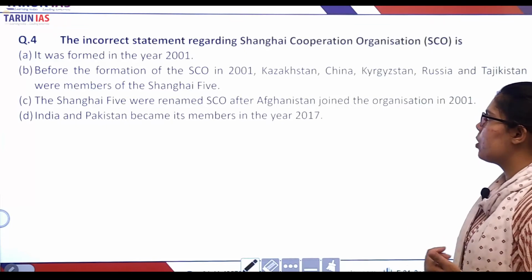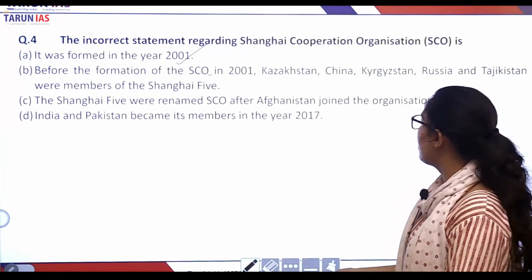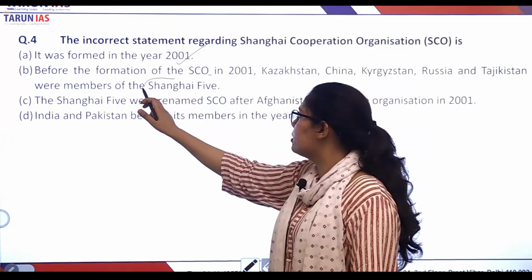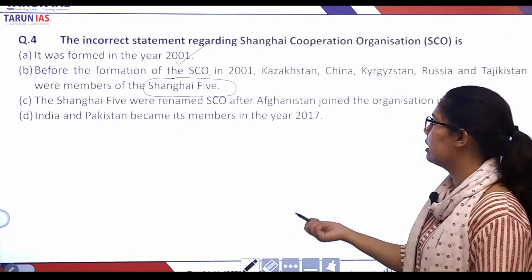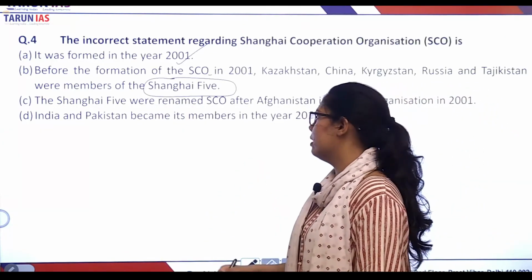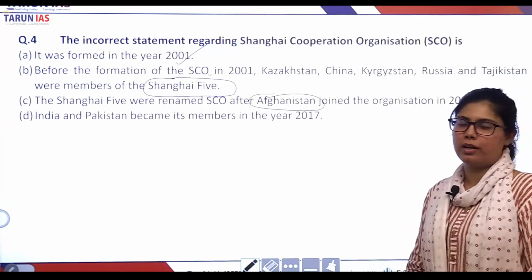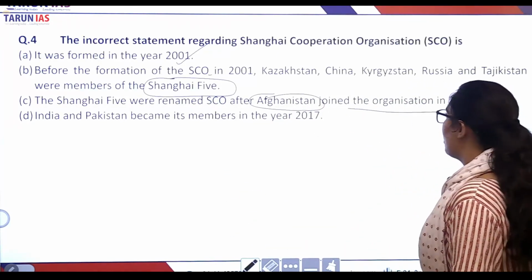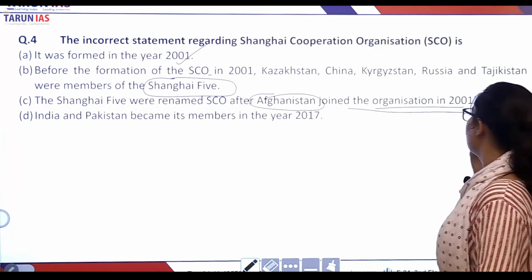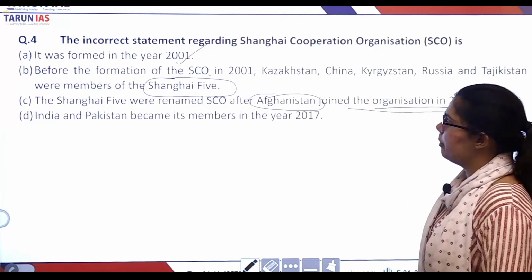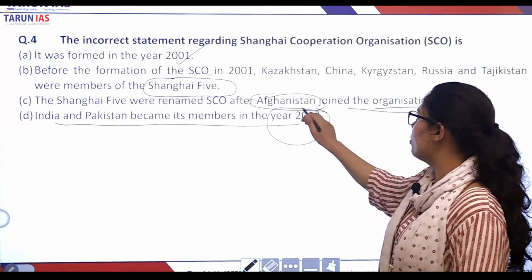So now let's first talk about the correct statements. Yes, it was formed in the year 2001, and yes, it was formed as the Shanghai Five organization, and then later on other countries like India and Pakistan did join it. Afghanistan is not a member of the Shanghai Cooperation Organization. So it did not join the organization in 2001. Therefore, this is the incorrect statement. And yes, of course, India and Pakistan became its members in the year 2017.